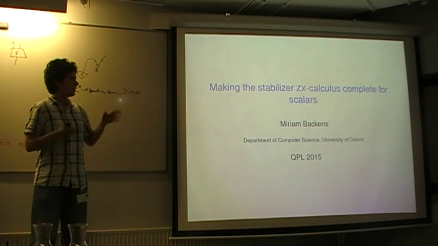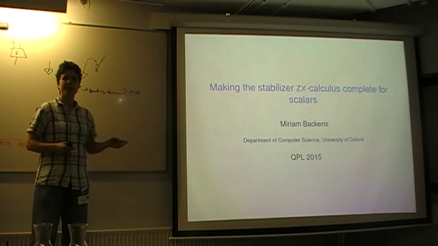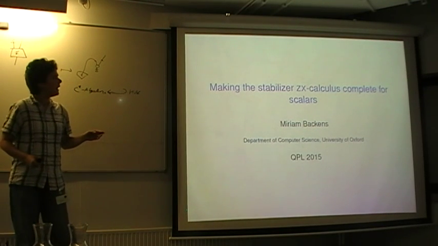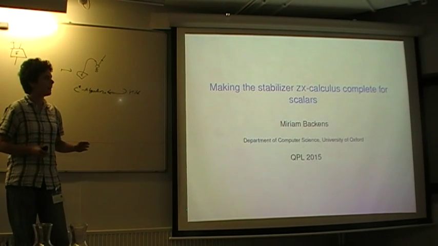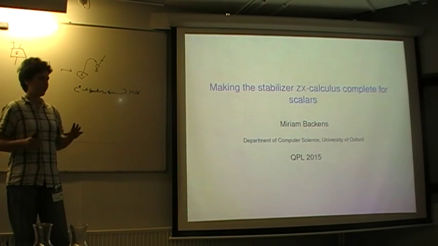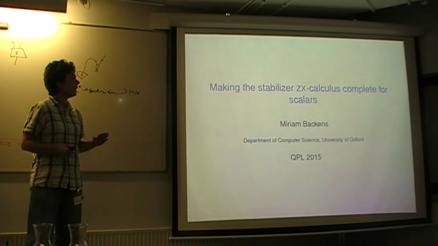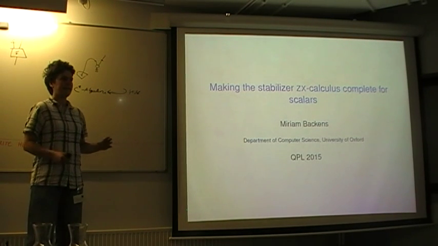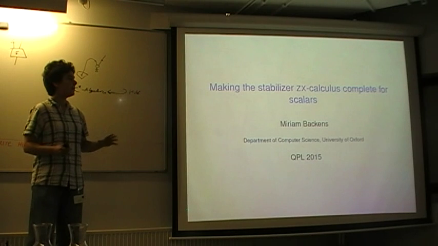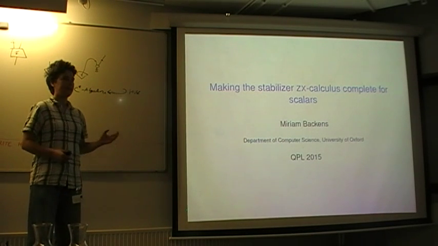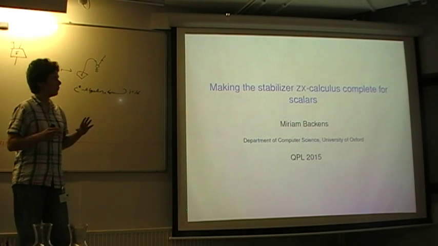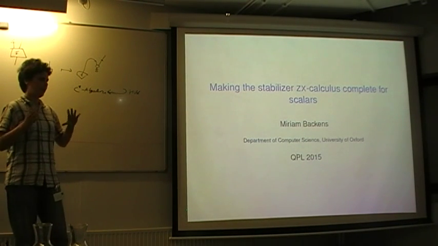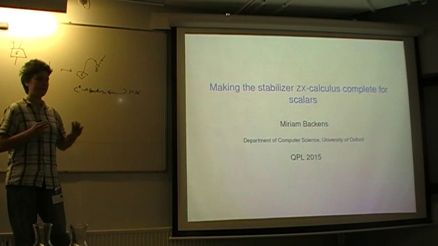So stabilizers we've also heard about quite a lot in previous talks here. So I'm only looking at the ZX calculus for pure state stabilizer quantum mechanics here. And the specific thing that I'm trying to show completeness for is scalars in the stabilizer ZX calculus, because the previous completeness proof that I have for the stabilizer ZX calculus was only for a version where equality is, in the matrix version, taken up to scalar factor.